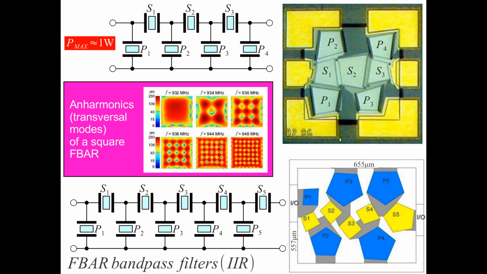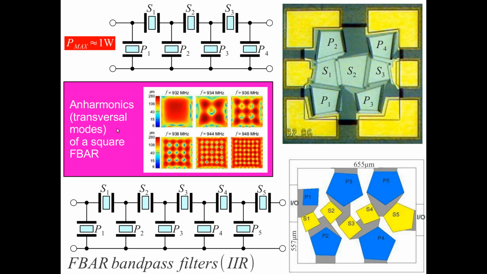And you see the strange shape of the individual resonators. These are trapezoidal shape. These are even pentagonal shape. These resonators here. What is the idea? Or strange? This is not square. This is just a trapezoidal shape with all sides different. The problem here are the anharmonics.